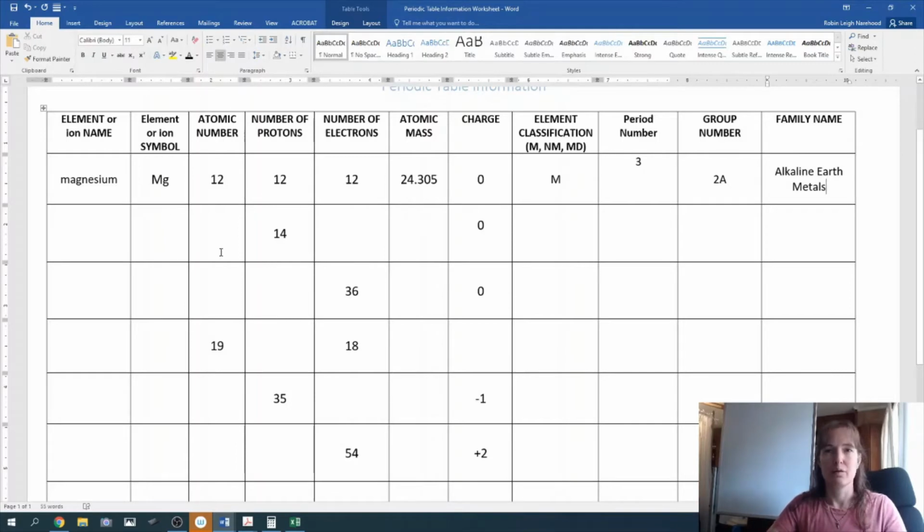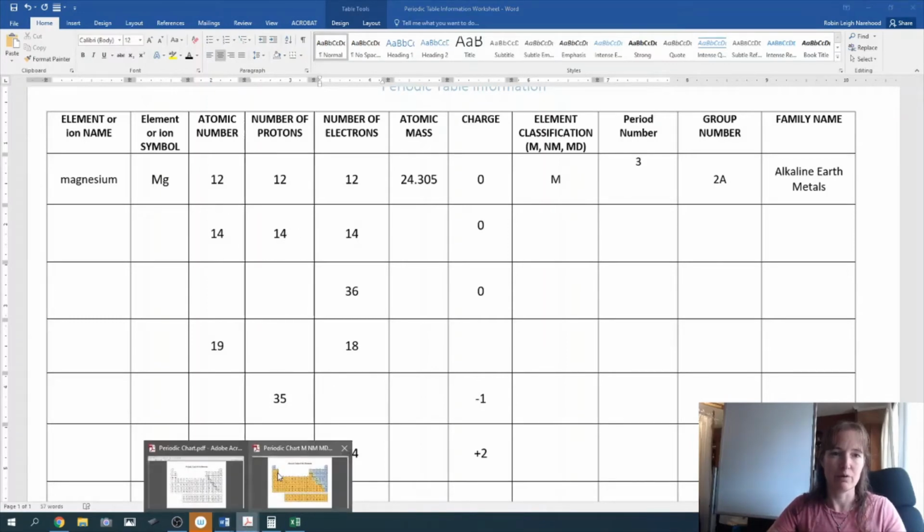So if we move on to our next example, we have number of protons of 14. However many protons there are, that is also the atomic number, so that would be 14. And if there is a zero charge, that's also the number of negative electrons it has. So it also has 14 electrons. But before we figure all this other information, we've got to find where it is. So number of protons 14, atomic number 14, that means it is element number 14.